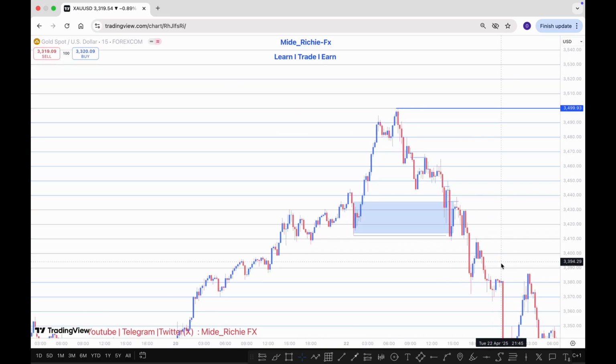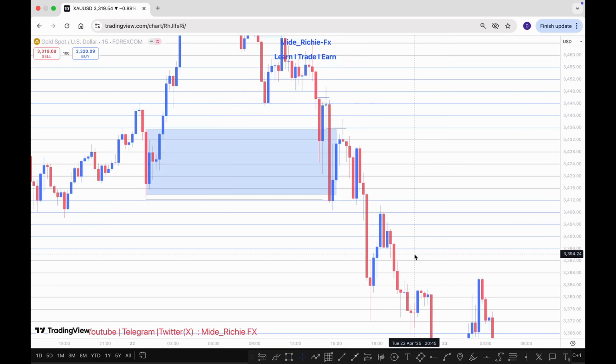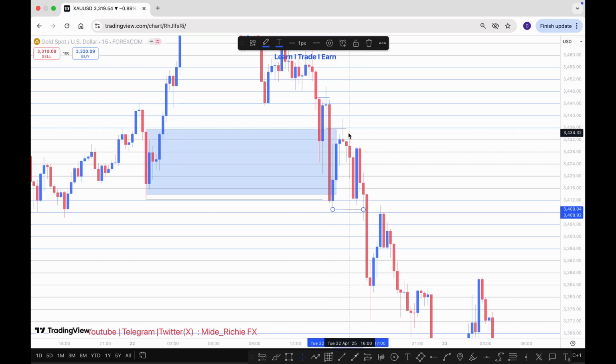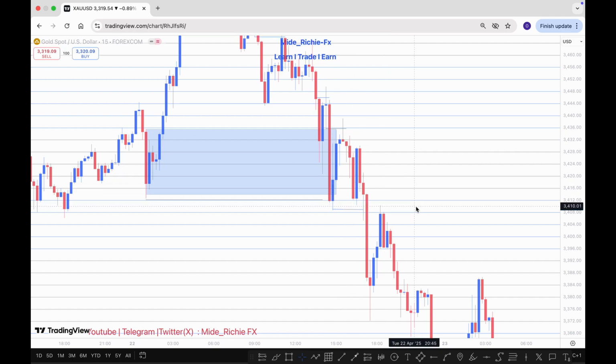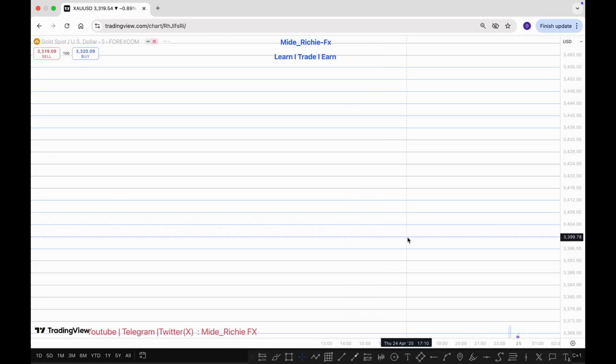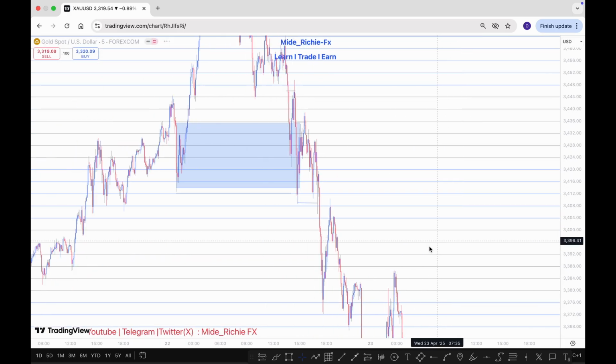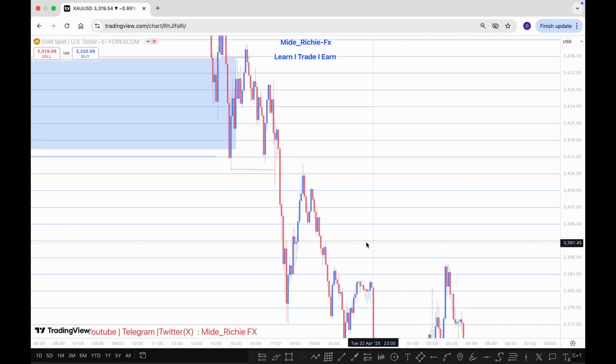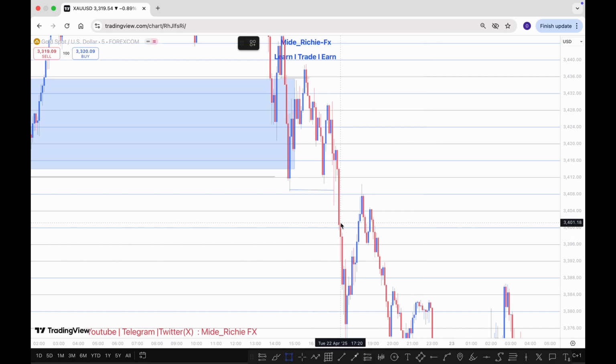And basically let me show you guys the re-entry that I got and exactly how I did it. So right here you can see that we have another structure right after the mitigation of the supply zone, right? So heading to the 5 minutes time frame, because here in the 15 minutes time frame you can't really see any supply zone, you can't see any fair value gap. But right here in the 5 minutes time frame you can see that we have this fair value gap right here that tends to be a very valid point of interest for a re-entry, right?